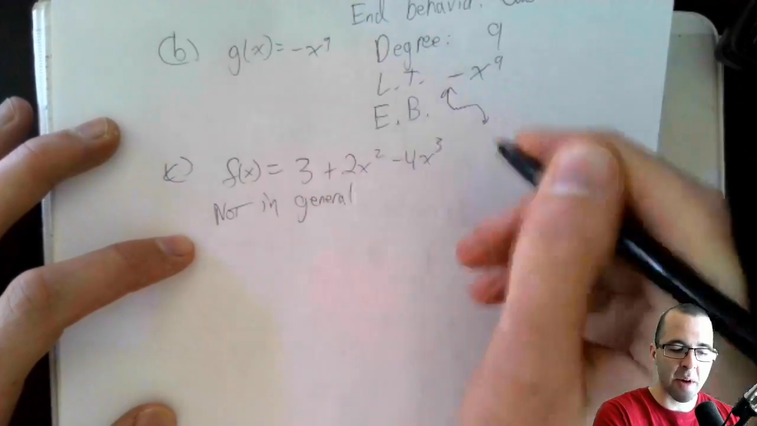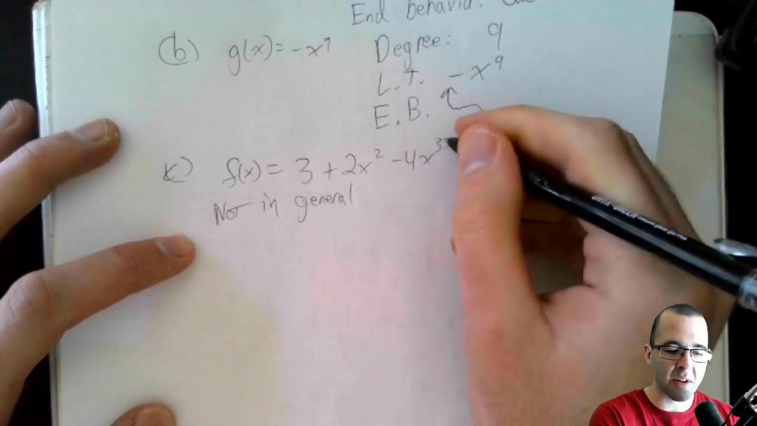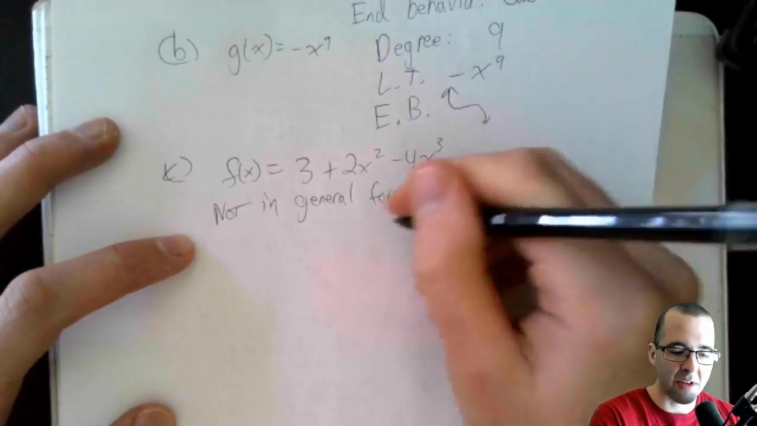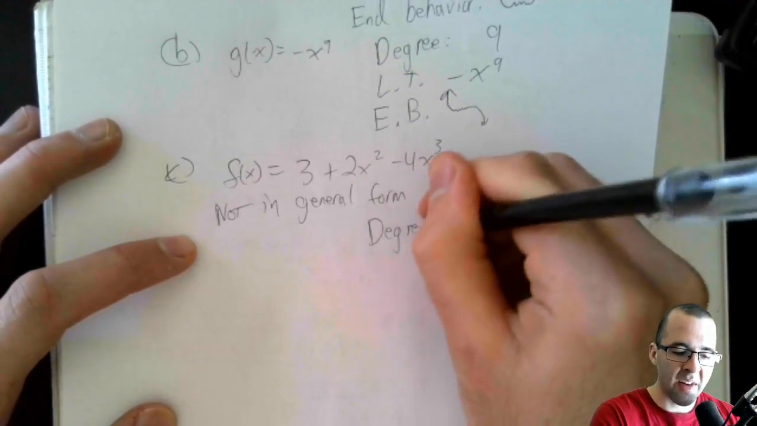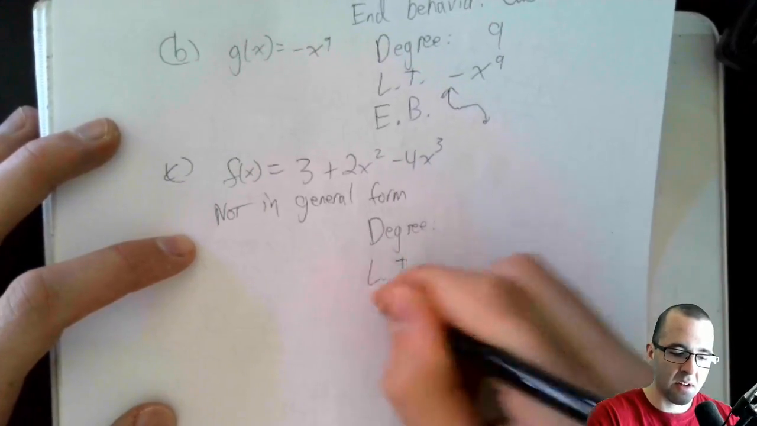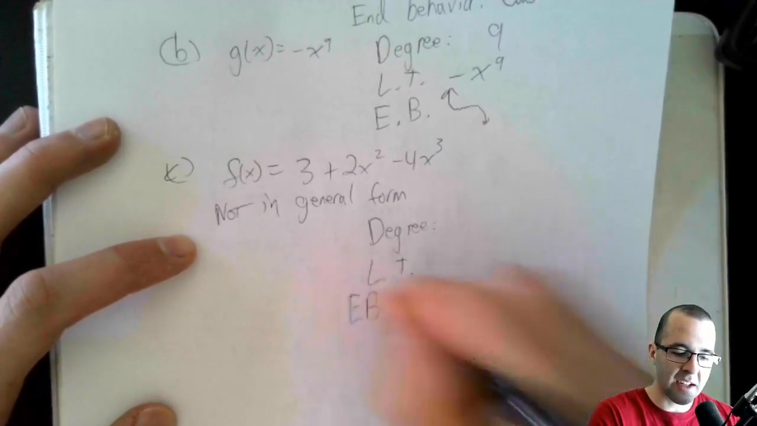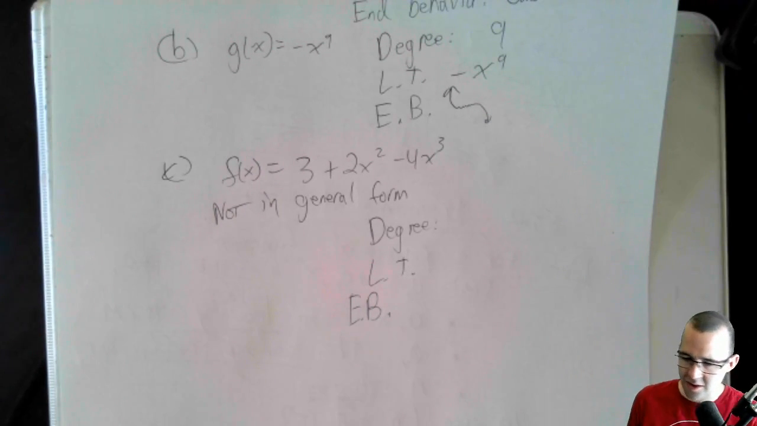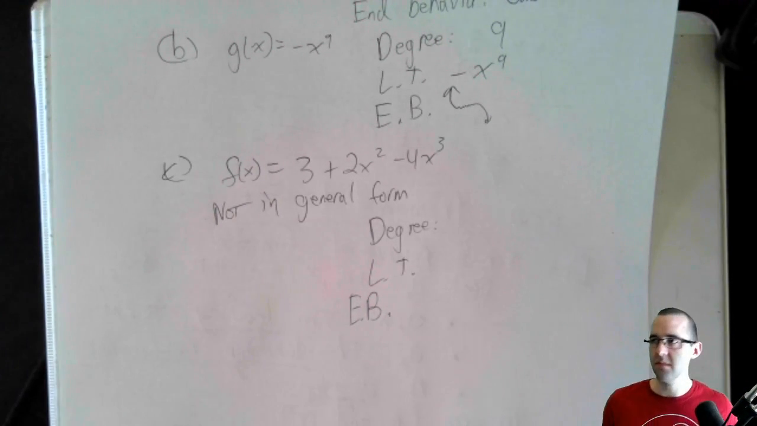Remember general form we talked about with polynomials? Because the highest power is not in front. But we don't need to put it in general form if we don't want to. It might make it a little easier, though. It's up to you. All right, so again, what's the leading term? What's the end behavior? What's the degree? Tell me one or two things, and then we'll go on.